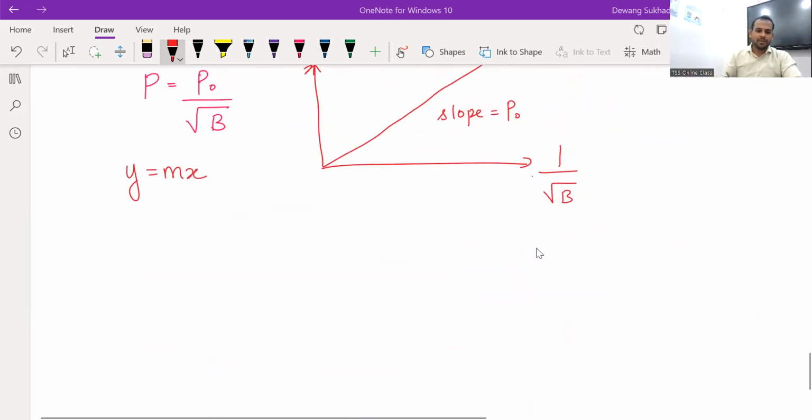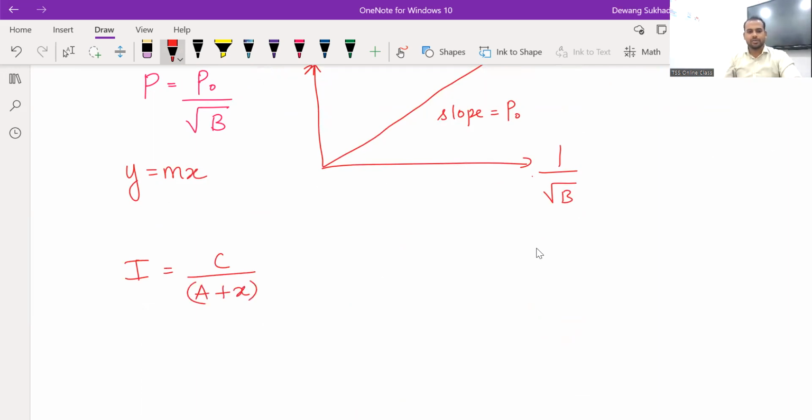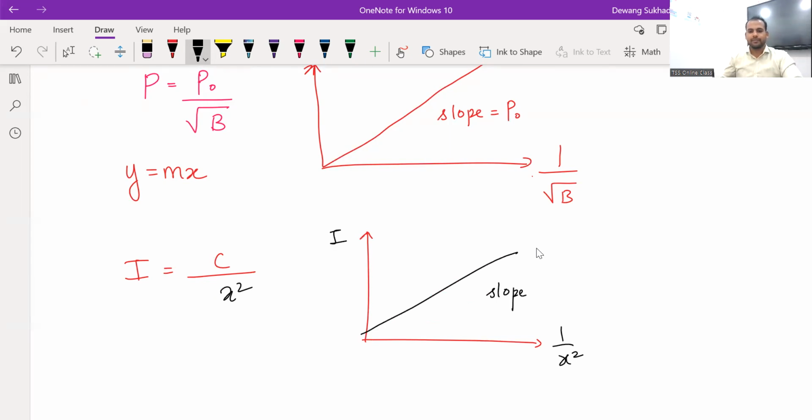I will give you one more example on that. I is equal to some c upon a plus x the whole square. Now let's say I and x are the two variables. I will convert this equation. I will plot I on one axis and 1 upon (a plus x) square on the other axis, and the slope I will get is c.